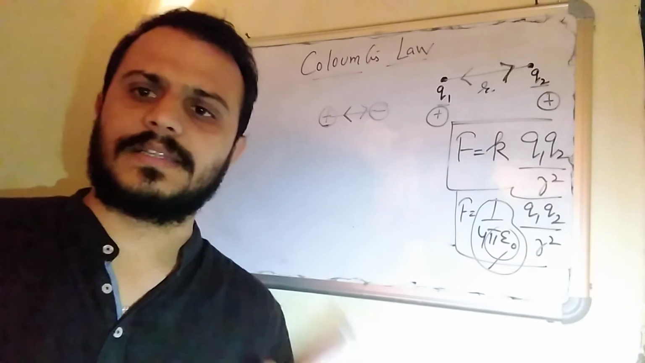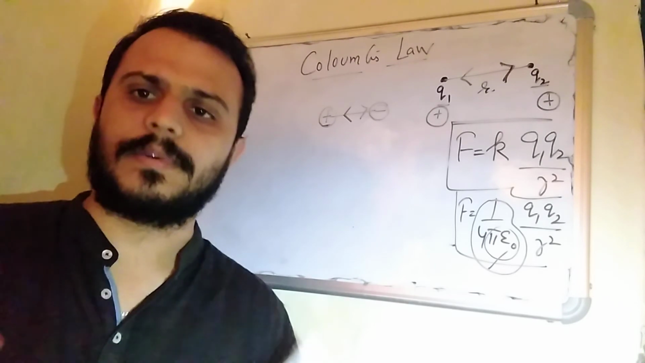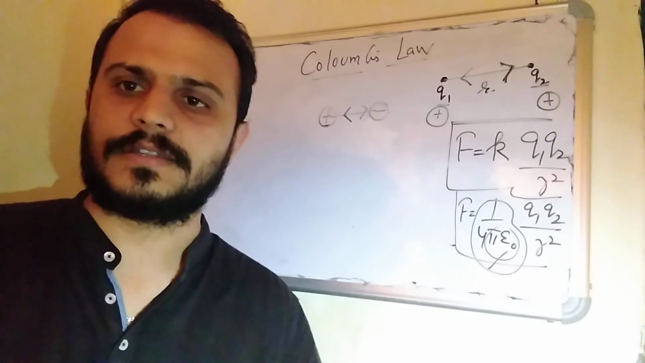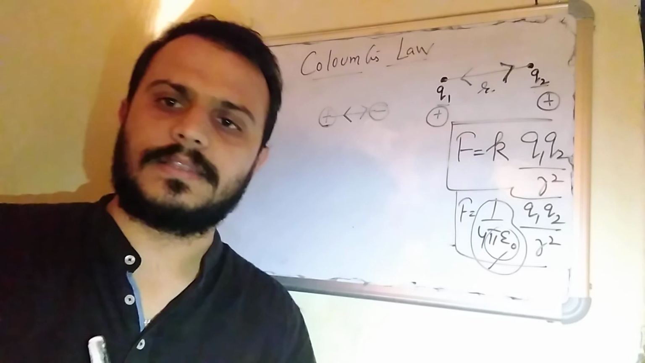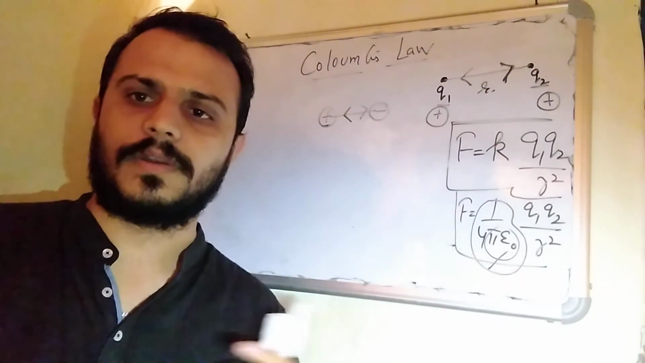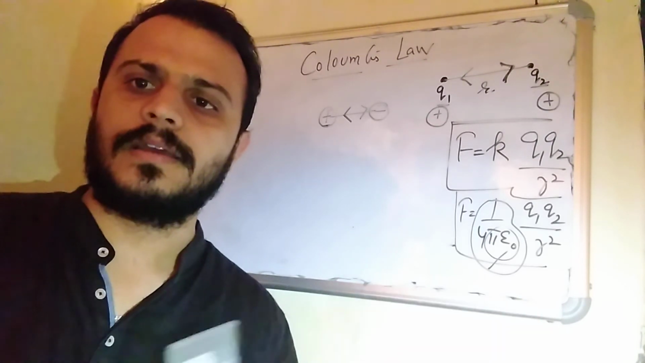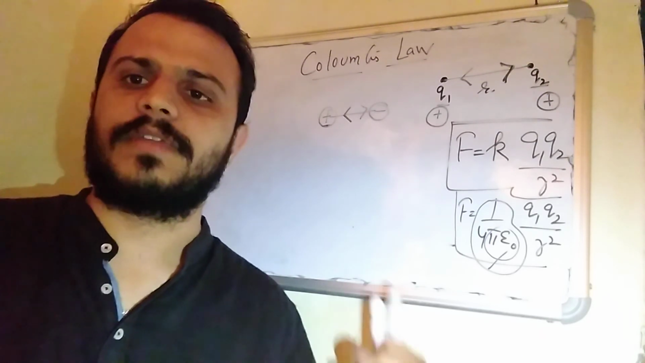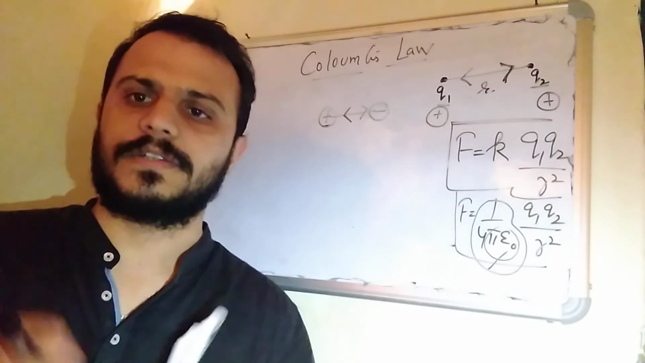In the end I just want to say that this is a law that gives us the force between the charged particles and its direction. We can see that by checking the sign of the charges, whether they are positive or negative. If we have same charges, they will repel each other with force F equal to 1 by 4 pi epsilon naught, q1 q2 by r square, where r is the distance between the charges. Here we consider point charges, which are very small charges, meaning the distance between them is very large in comparison to their size.